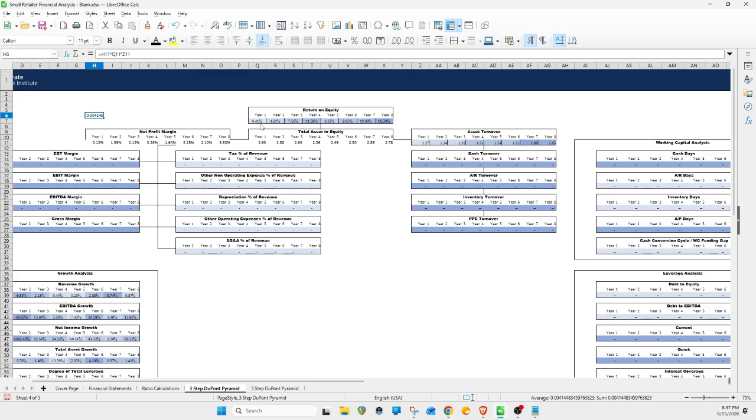And our conclusion is, taken together, these figures show a company that becomes more profitable, more efficient, and slightly more leveraged over time. The DuPont Pyramid makes it clear that the strong ROE in later years isn't the result of a single factor. It's the combined effect of better margins, better asset utilization, and a modest increase in leverage.